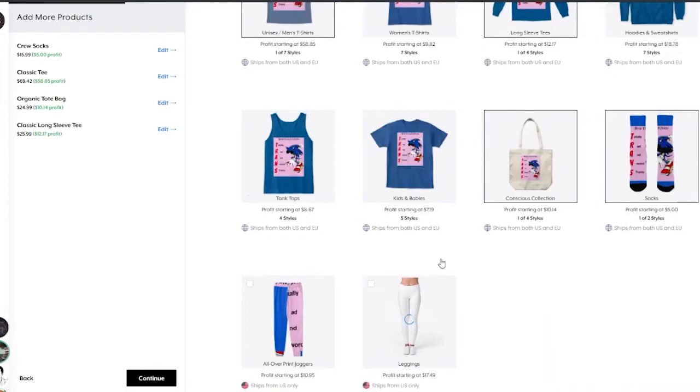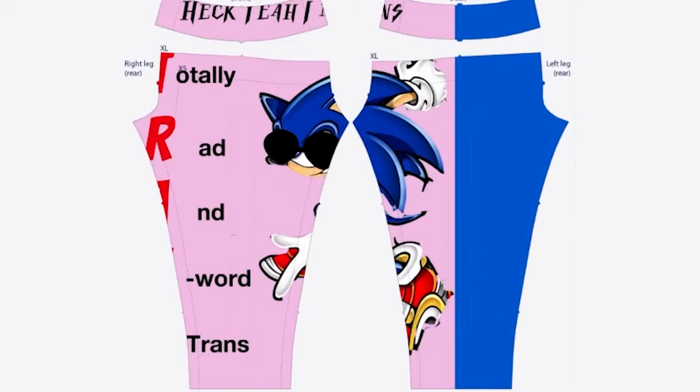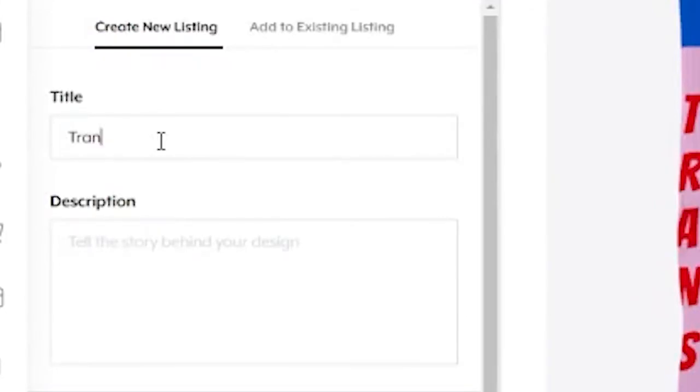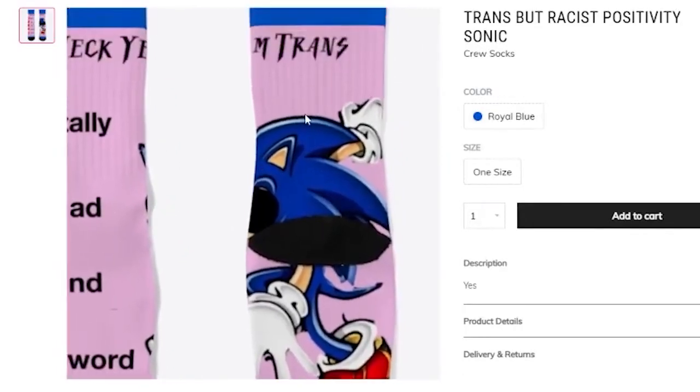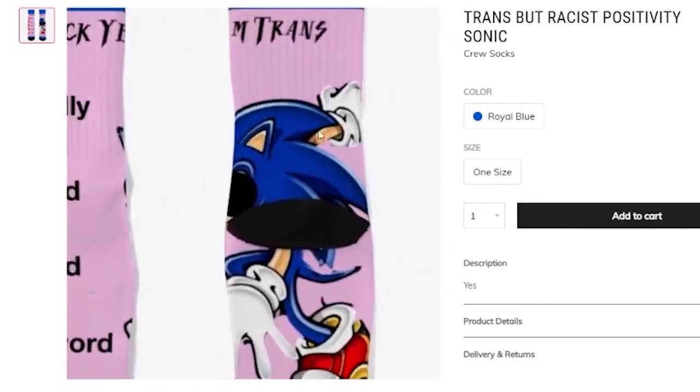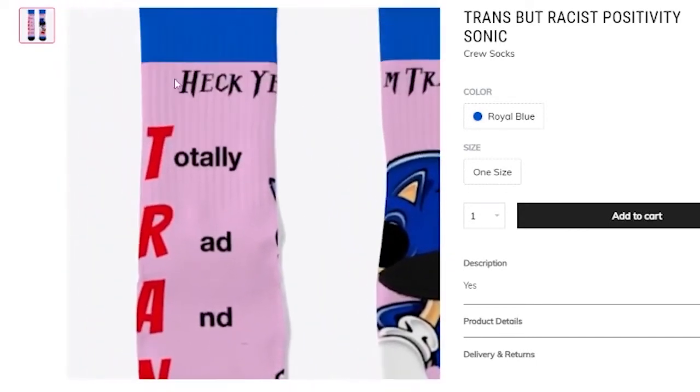Yeah, those actually look pretty good. I like how the image cuts off on the socks. It doesn't look bad. Hey, we got some pajamas right there. Leggings! Look at these leggings. Oh my god, this is horrific. Is that expensive? It's crazy. Trans positivity. Sonic. Bro, look at this. Sonic's face is like ripped apart across the sock.